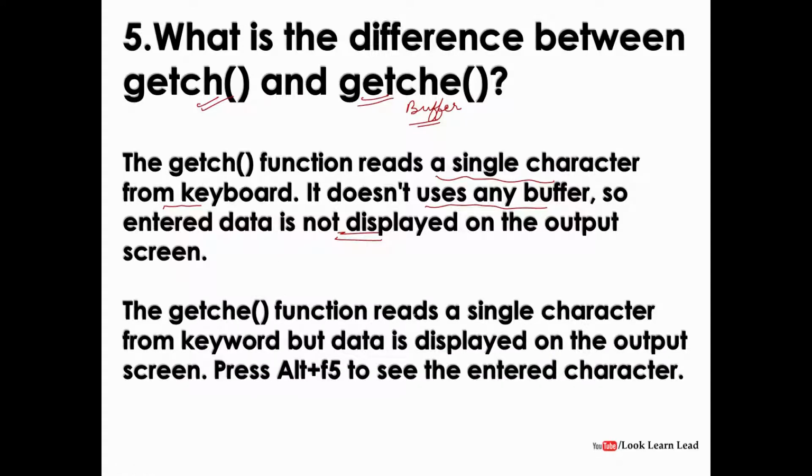The getch instruction reads a single character from the keyboard. getche is the same as getch, but data is displayed on the output screen because it uses buffer. You can see the entered character by pressing Alt 5. Let's move on to the next question. You have to remember this: what is getch and what is getche?